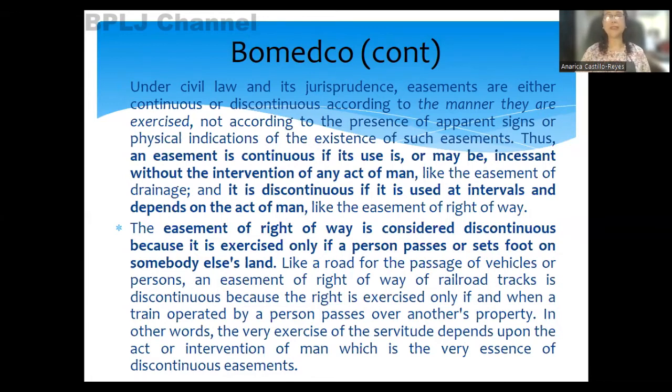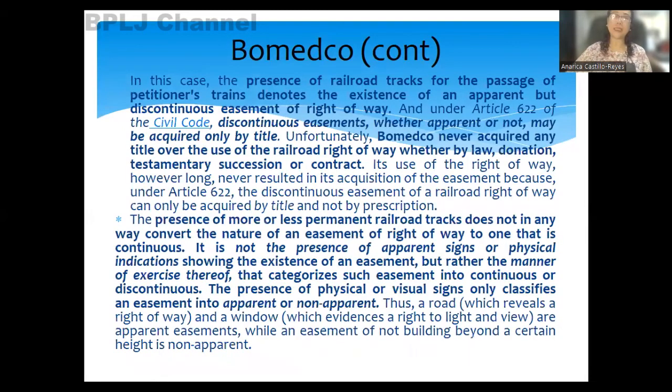The Supreme Court said that an easement is continuous if its use may be incessant without the intervention of man, and it is discontinuous if it is used at intervals. So the Supreme Court said that the easement of right of way is discontinuous because it depends on the acts of man. It is considered discontinuous because it is exercised only if a person passes or sets foot on somebody else's land. So the presence of railroad tracks for the passage of petitioner's trains denotes the existence of an apparent but discontinuous easement of right of way.